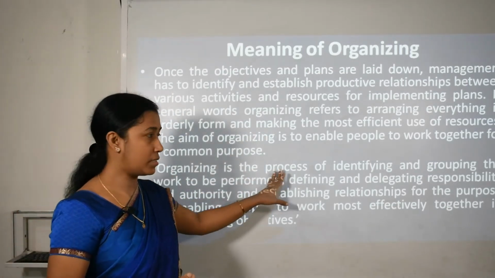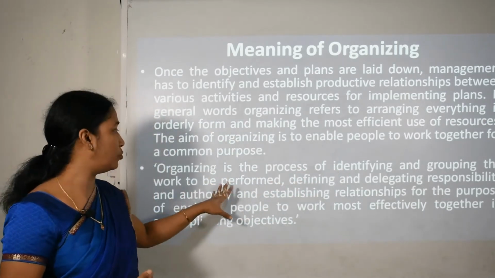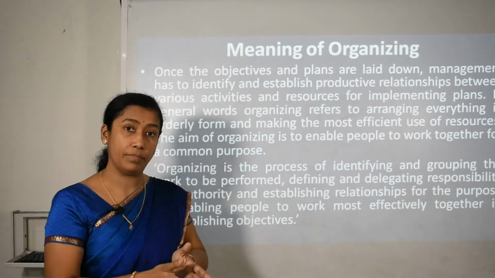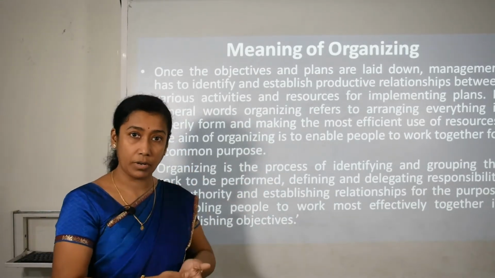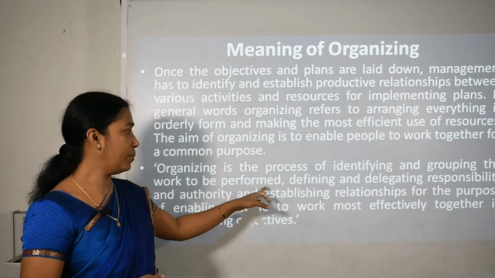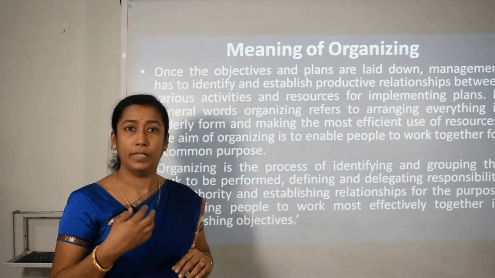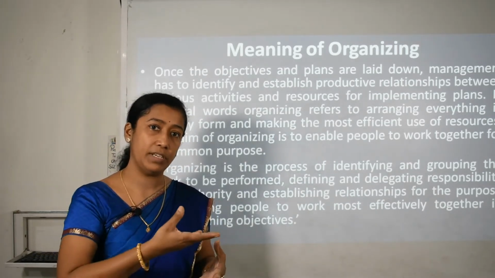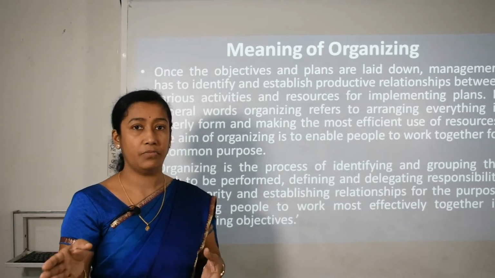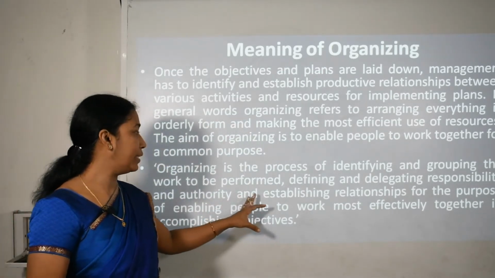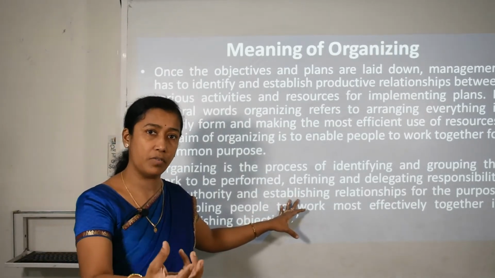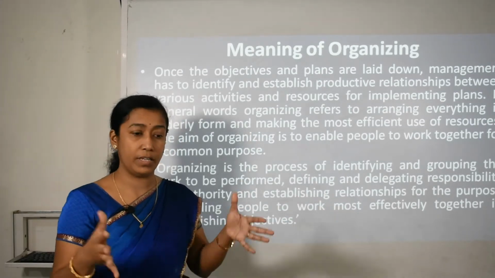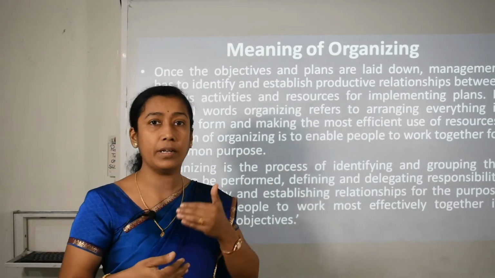So organizing is the process of identifying and grouping the work to be performed, to identify what kind of activities need to be done and to group them, that is to synchronize them in an orderly way, arranging them to be performed; defining and delegating responsibility, defining what to do and to delegate the responsibility, to give the responsibilities to various people in the departments and in various divisions; and authority, authority means power, to give power to certain people who are in charge of certain departments or divisions; and establishing relationship. Then they need to establish the relationship between superior and subordinate.